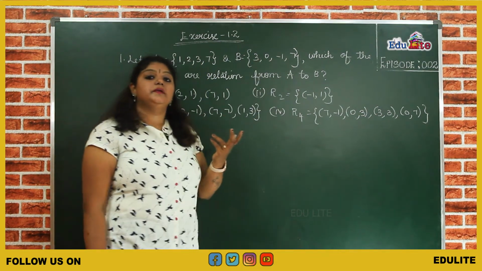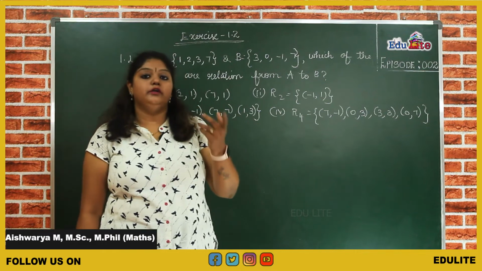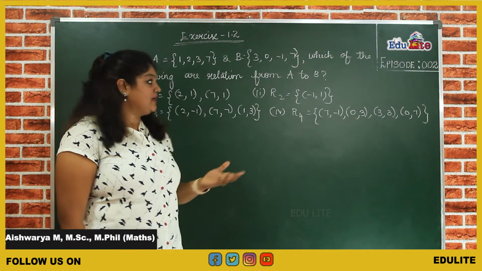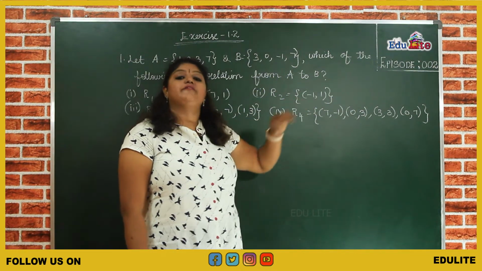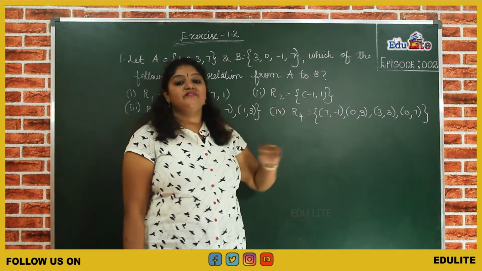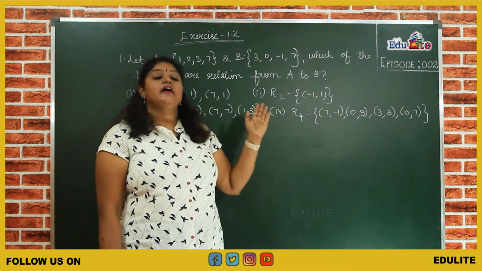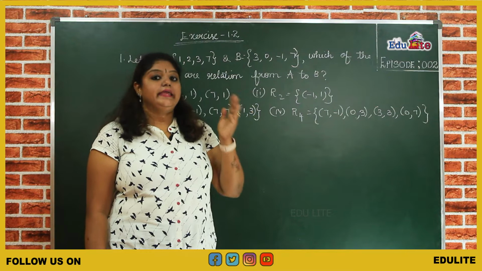One thing we have to keep in mind is whether it is a relation from A to B or B to A. Why I am mentioning it is, if it is from A to B, we have to write the cross product A cross B. If it is from B to A, we have to write the cross product B cross A. So in this problem, we have to check the relation from A to B.